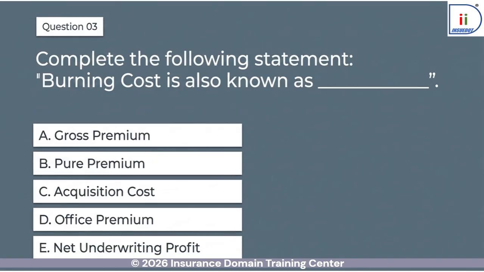Next question is question number 3, fill in the blank. Complete the following statement. Burning cost is also known as dash. Read all the options.